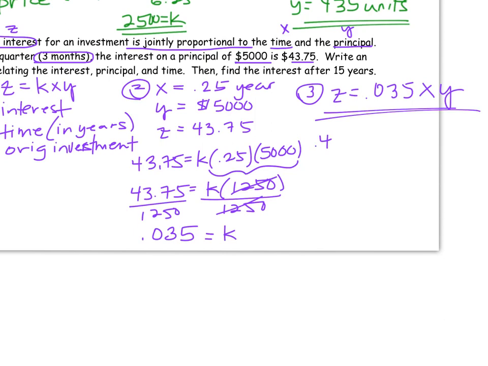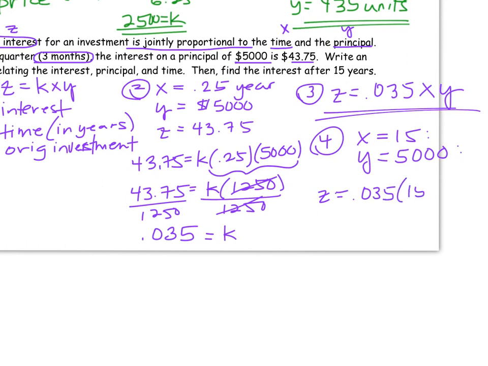Then it says, find the interest after 15 years. So 15 years would be our x value. We know that y is still going to be 5,000. It's our same original investment. Okay, so then z is going to equal 0.035 times x times y. So after 15 years, if you keep your money in this investment, you would earn interest of $2,625. And that's an example of joint variation. These are your notes for the final lesson of Chapter 3.